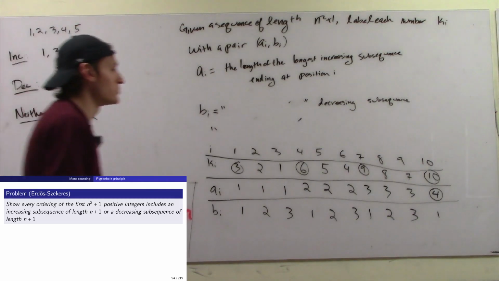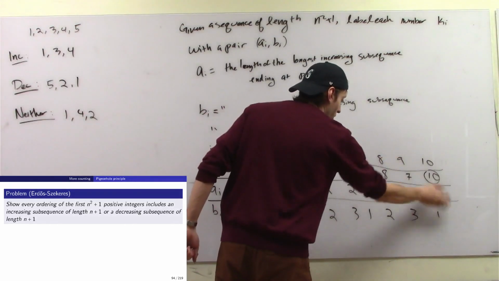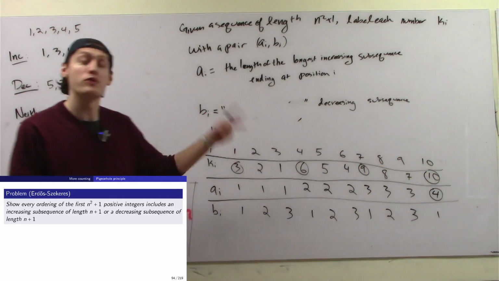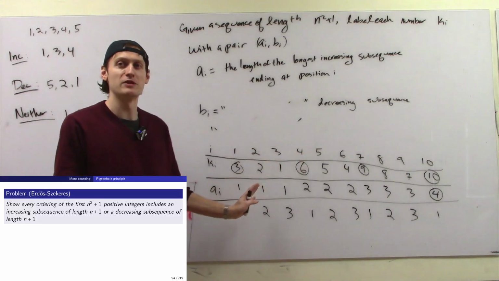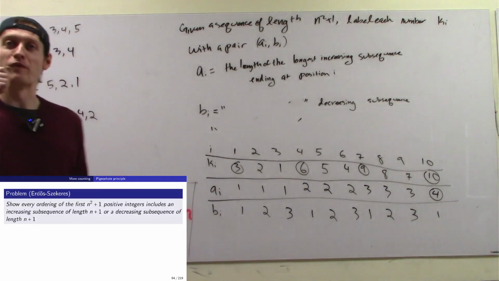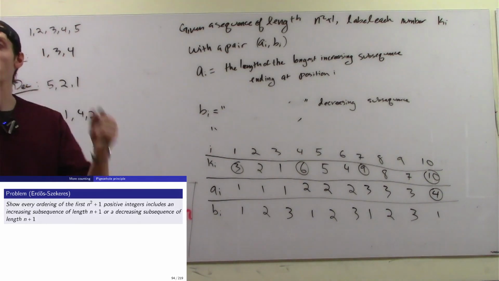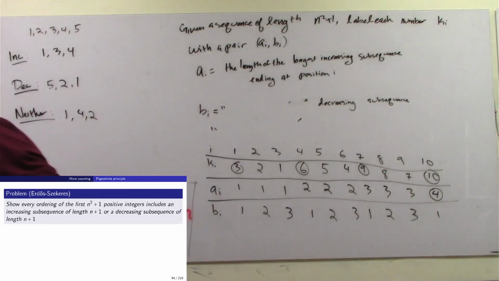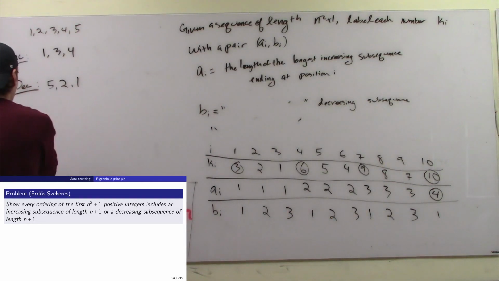But you'll notice that if you just had the numbers 1 up to 9, you would have arranged this in this way. You would have had 3 squared numbers in some arrangement where you only have a subsequence of length 3. So going from 3 squared to 3 squared plus 1 might do something for us here involving the pigeonhole principle. Okay.